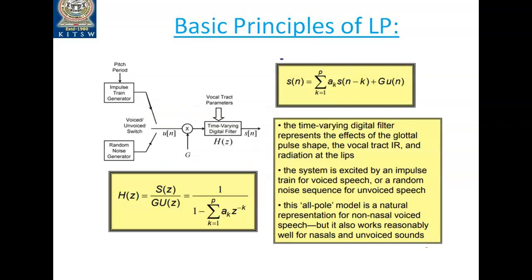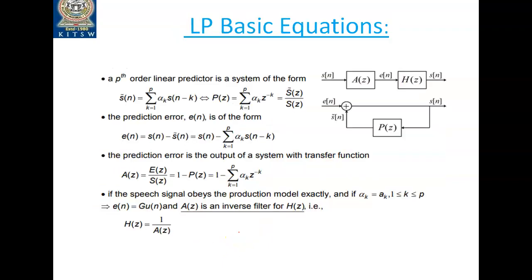So this is the basic principle of LP. I clearly mentioned the way we look for h of z. When you apply it in the z domain, you get h of z equal to 1 upon 1 minus sigma a k into z power minus k. This is the standard transfer function of the system. So the basic equations I have clearly mentioned.